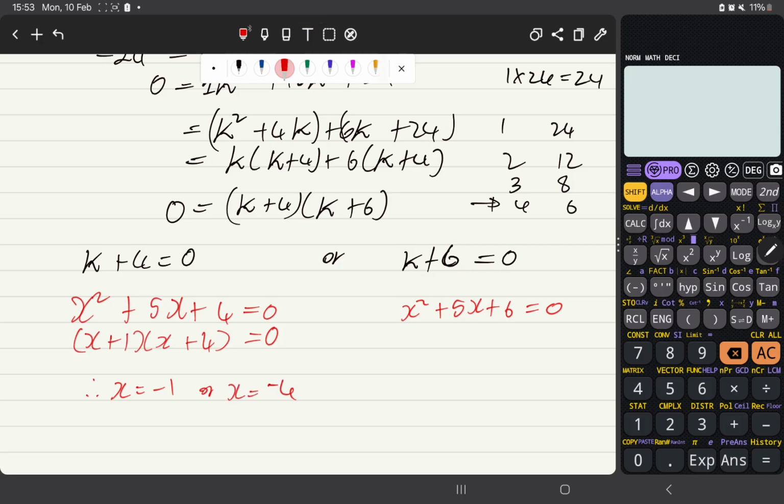This side, I can do the same thing. Two numbers, I multiply, I get 6. I add, I get 5. It's going to be 2 and 3. The signs are positive, and therefore x is equal to minus 2, or x is equal to minus 3. Done. Then you are done solving this problem. Very interesting problems, I would say.